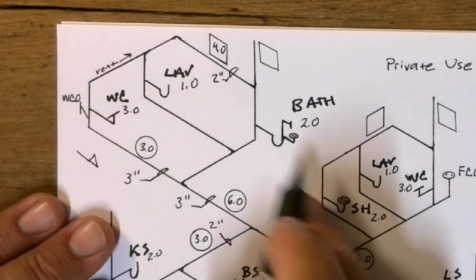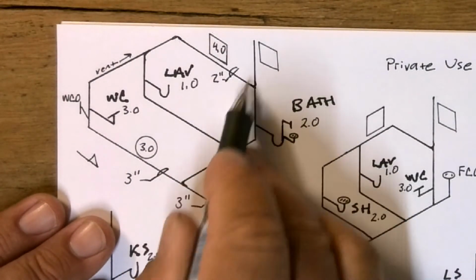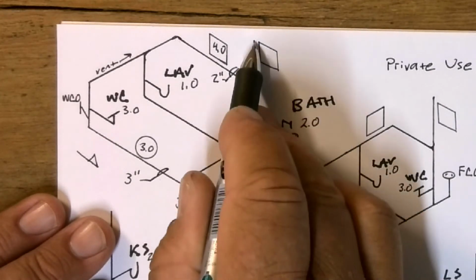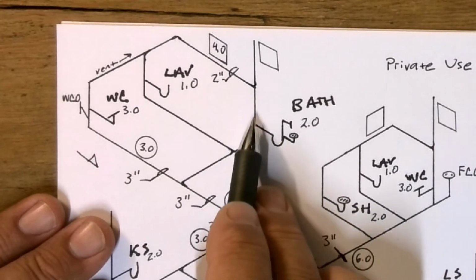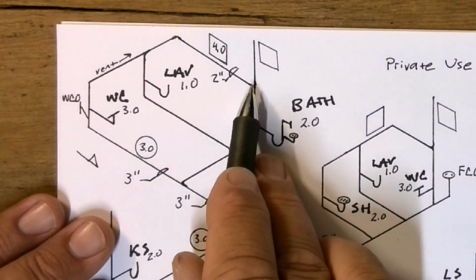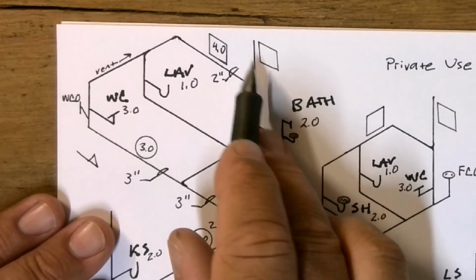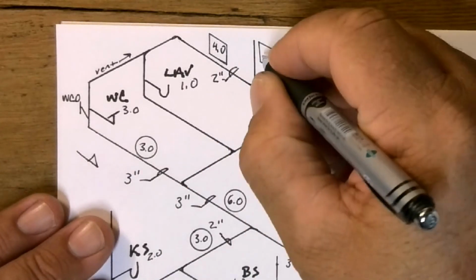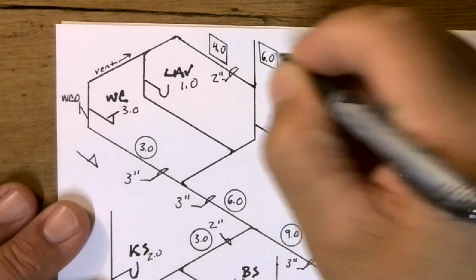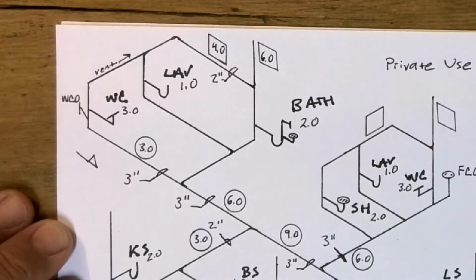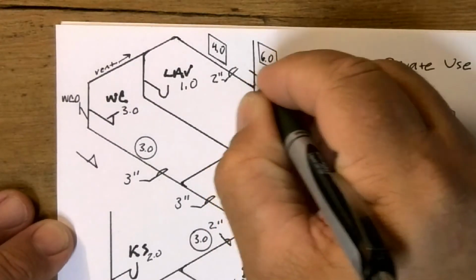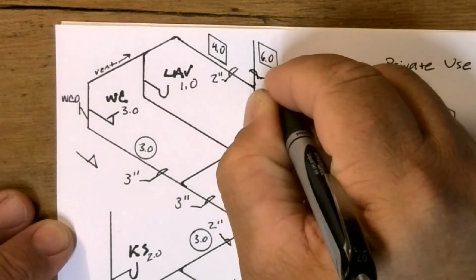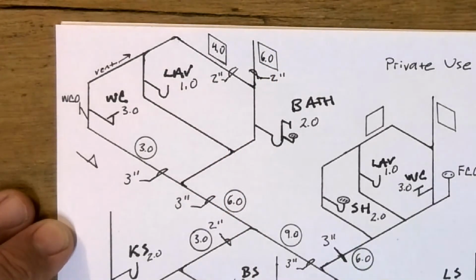And then as this is coming over, it ties into the vent for the bath and goes up. So I had 4 fixture units there, 2 fixture units coming up for the bathtub, which means this vent up through the roof is a total of 6 fixture units. And since it has a water closet on it, it's a minimum of 2-inch pipe. So this is 2-inch.